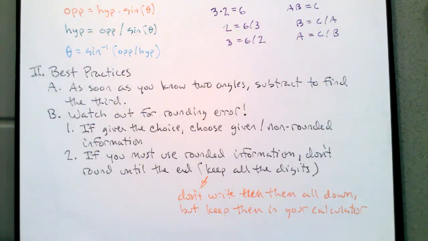So these are the best practices that we have so far. As soon as you know two angles, subtract to find the third, because that's the easiest of all the operations. The sum of the angles in a triangle is 180 degrees. That just involves subtraction. Watch out for rounding error. If you're given a choice, use given information because it hasn't been rounded, or use information that you know hasn't been rounded.